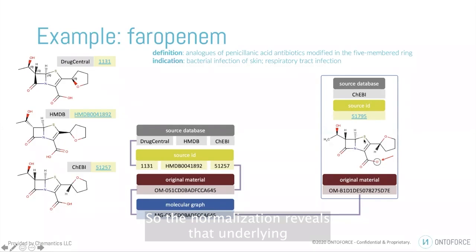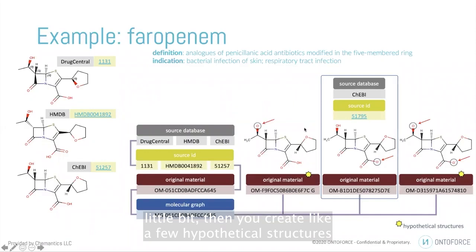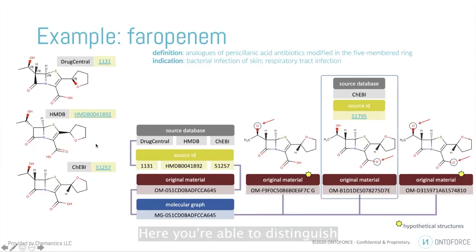So the normalization reveals that underlying the small difference in representation, there is the same chemical. If you extend this a little bit and create a few hypothetical structures with other charge differences, you will get other original materials, but always the same molecular graph. And this is the power of how this data can be linked. Here you're able to distinguish whether molecules are really different or whether they share the same chemical structure.